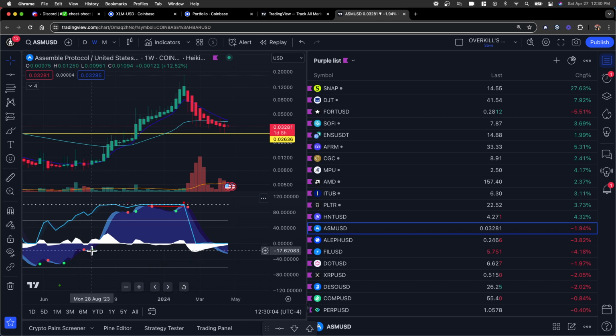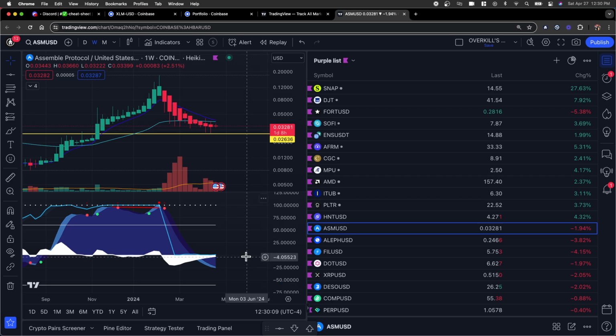So I would just wait on a green dot, folks. That's all you got to do. You can add here. You can start your position down here, but just don't go in too heavy. Go heavy when you get the green dot if you want to go heavy.